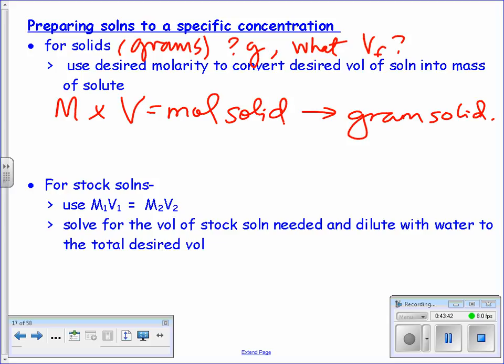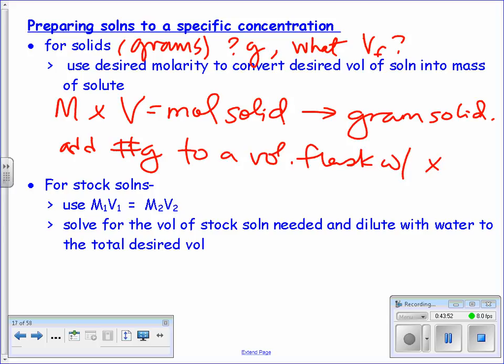What are you going to mix them with? Water, okay? So add a certain number of grams to a volumetric flask with X milliliters of water, or liters of water, depending on what you're doing. I'm going to show you one example here, but this is an explanation of what you're doing. You need to tell me you're adding 200 grams of sodium hydroxide to a 1 liter volumetric flask with X number of milliliters of water. And I'll give you an example there.